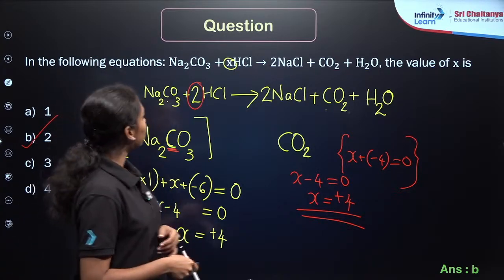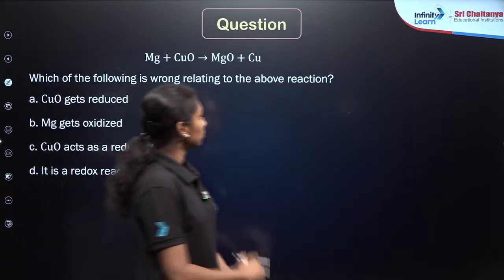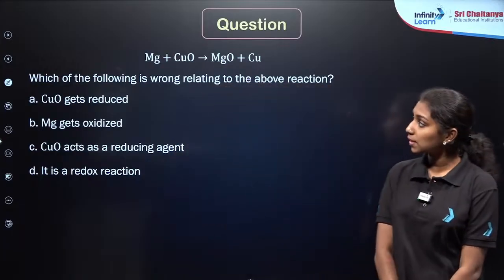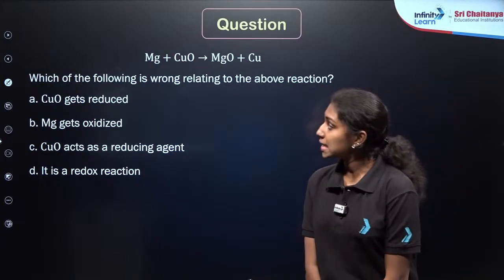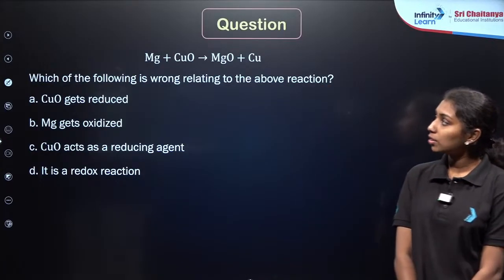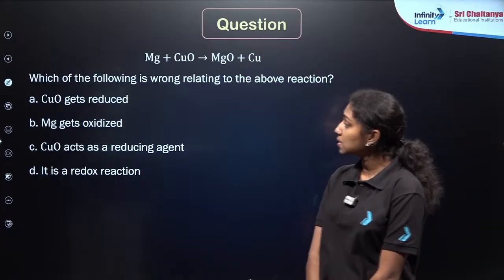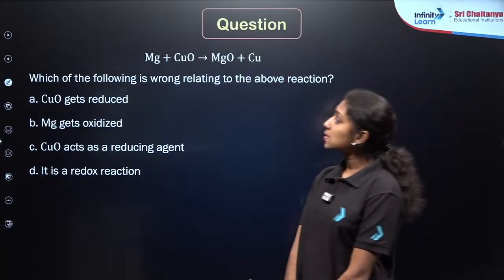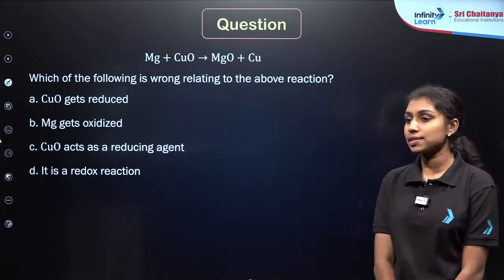Okay, now let me move to the next question. Here is our next question. A particular reaction is given here. Magnesium is reacting with copper oxide to form magnesium oxide plus copper. Which of the following is wrong relating to the above reaction?